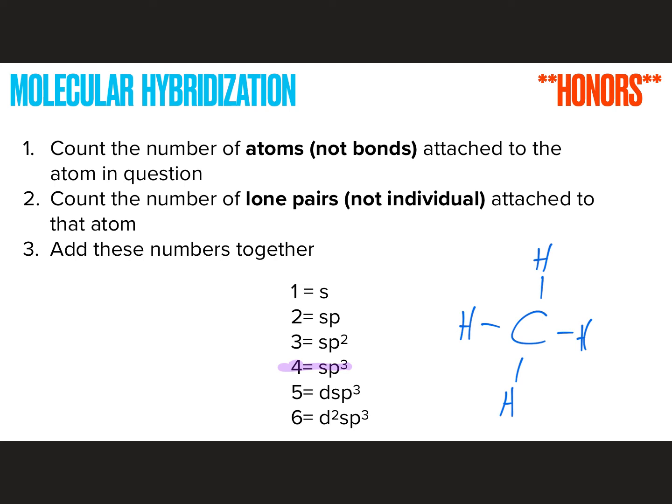And what that means is there's one s and three p orbitals. And when you add one s and three p's, 1 plus 3 adds up to 4. And we could have various hybridizations all the way up to d2sp3. And again, if you were to just count that, there would be 2 plus 1 plus 3, which adds up to 6.